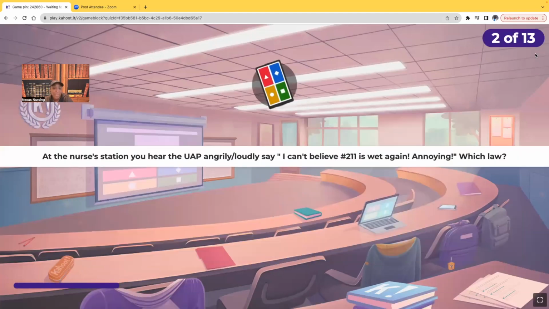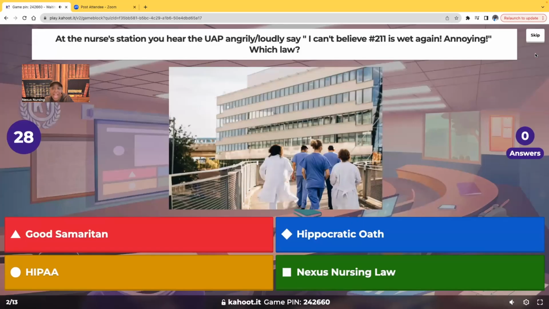Next question. At the nurse's station, you hear the unlicensed assistive personnel angrily and loudly stating, "I can't believe number 211 is wet again. This is so annoying." What law did they violate? Is it the Good Samaritan law? Is it the Hippocratic Oath? Is it HIPAA? Or is it Nexus nursing law? What do you guys say?